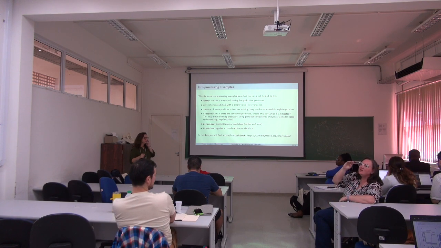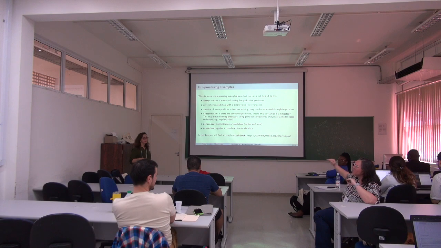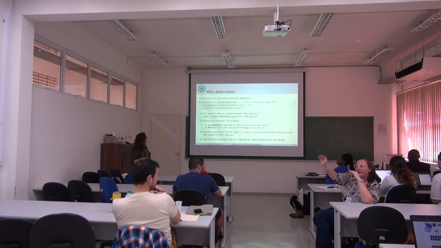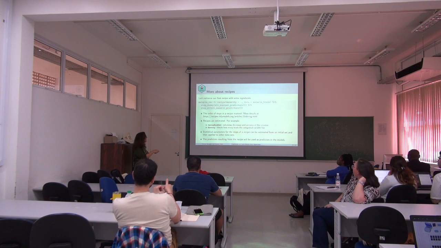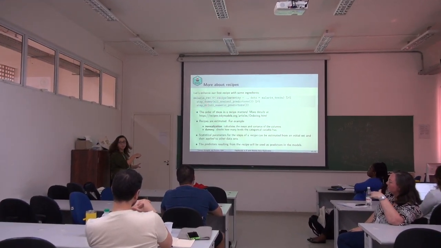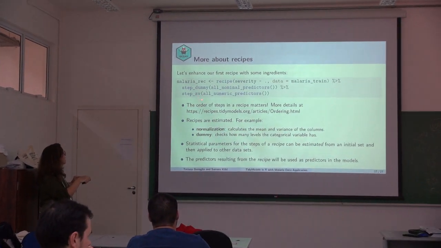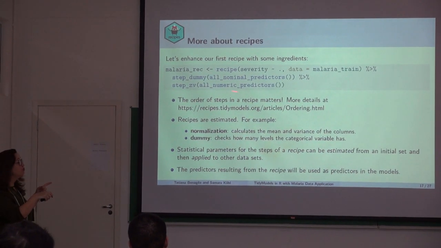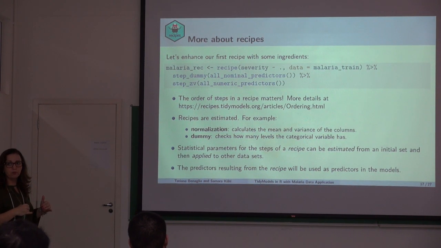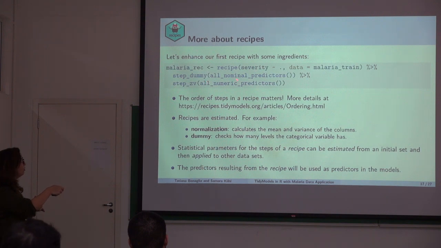You're just saying, I want you to pre-process the data this way, and then I give the instructions, like convert to dummy, exclude correlated ones. I'll show you. So here's the recipe. You say the formula, and then for all nominal predictors you create a dummy variable, and then for all numeric predictors you check if they have zero variance. If they do, they are excluded from your model. So those are the steps you define, and you can choose as many steps as you need.